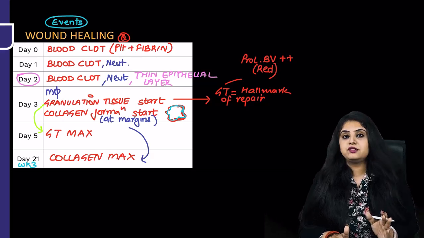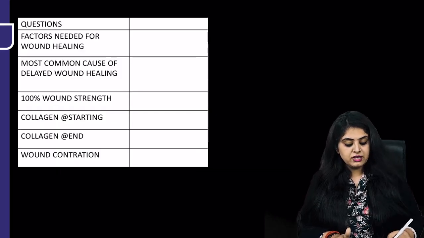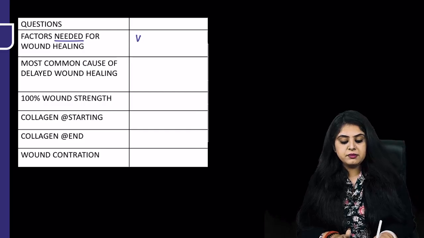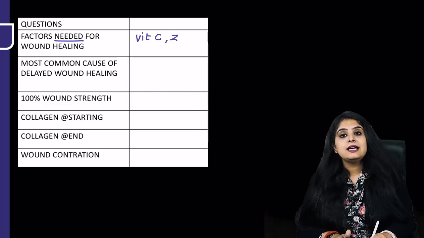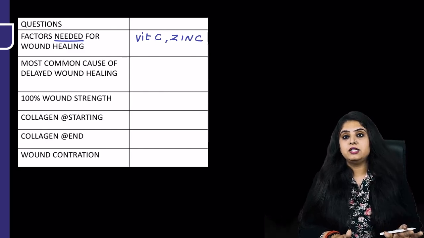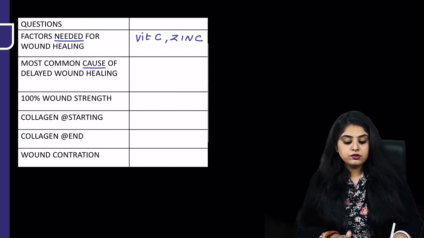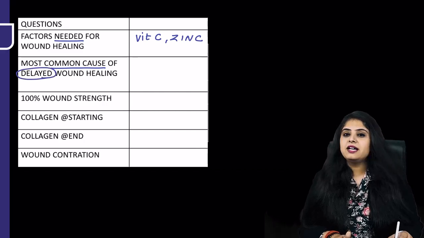Now comes the next set of questions. If I ask you, what are the factors needed? What vitamin can be needed? Vitamin C and zinc are needed for wound healing. Next, what is the most common cause of delayed wound healing? Why is the wound not healing?